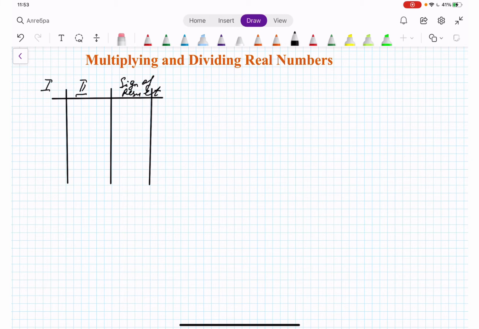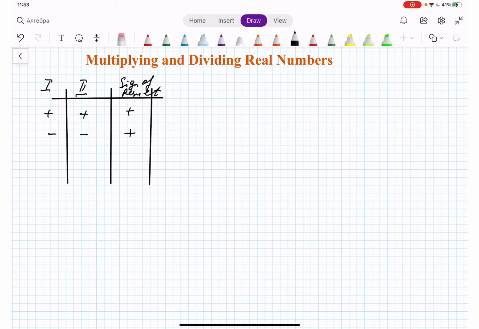If both numbers are positive or both numbers are negative, so if it's multiplication, you multiply. If it's division, you divide. But the result is going to be positive, period. If signs are the same, result is positive.